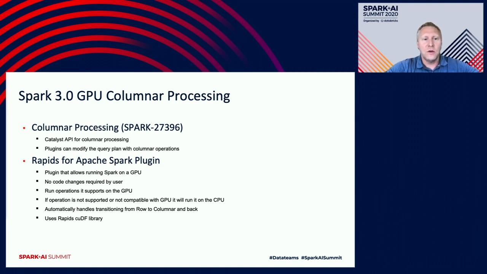At NVIDIA, we've actually written one of these plugins. It's called the Rapids for Apache Spark plugin. What it does is it allows you to plug into the Catalyst optimizer in Spark, and it lets you look at the plan, and then you can decide if something in that plan you can do in columnar. Specifically, we're running it on the GPU. For instance, we might see a sort in the plan, and we know we can run this on the GPU, so we replace that sort with a GPU sort.